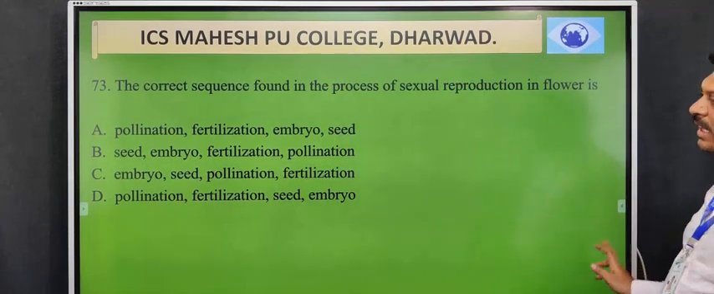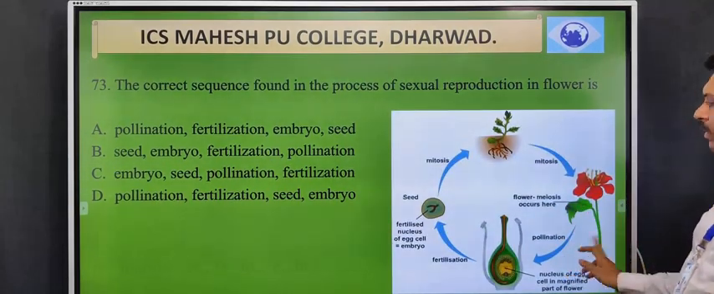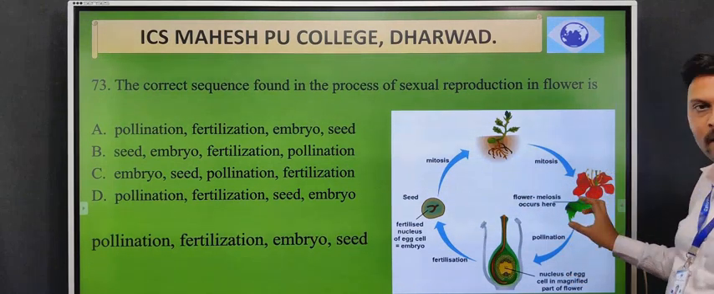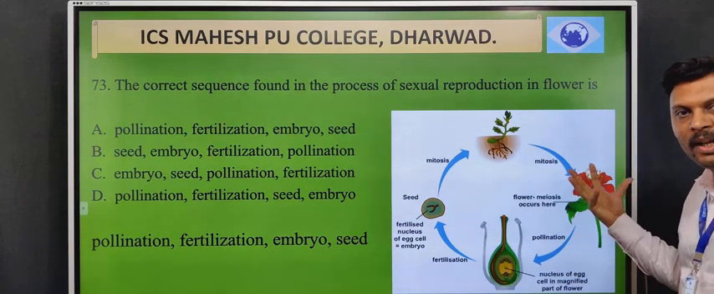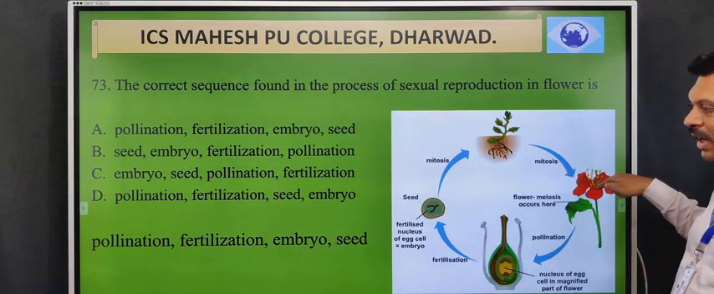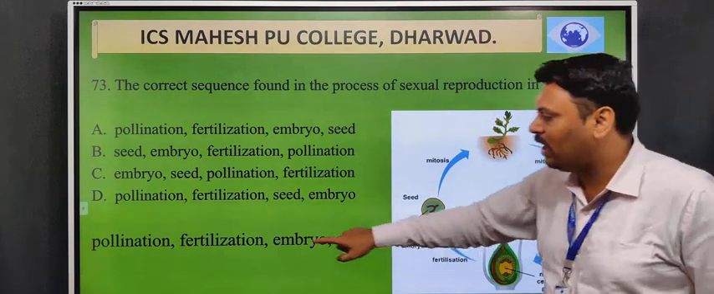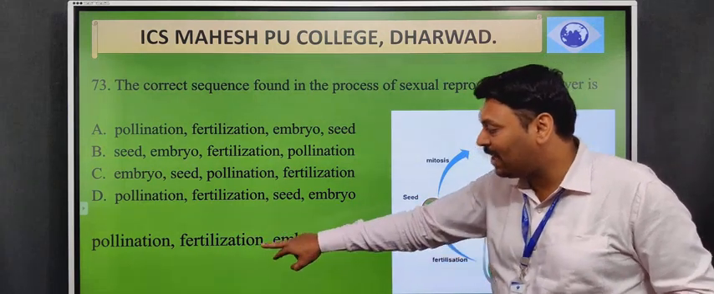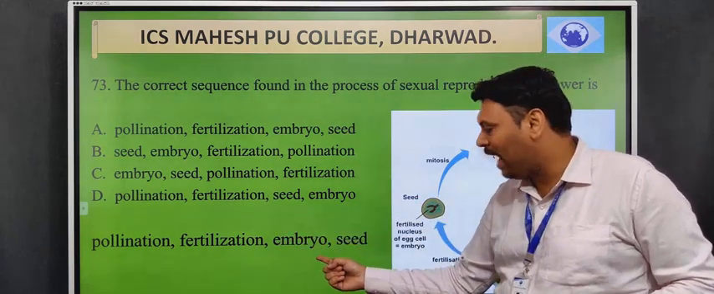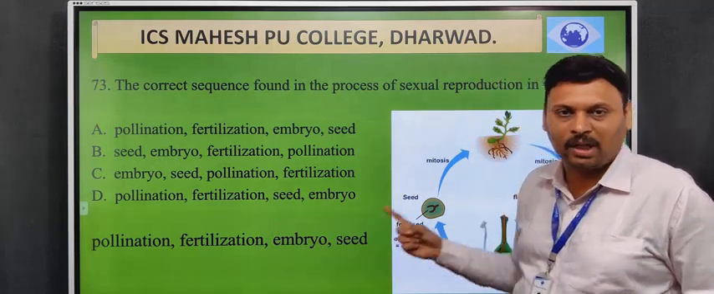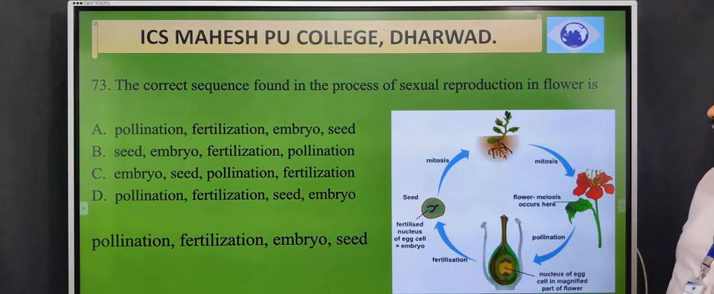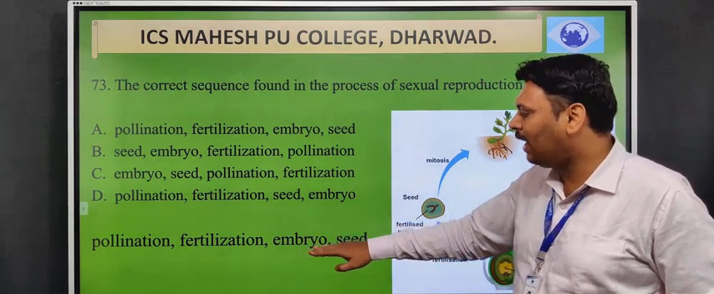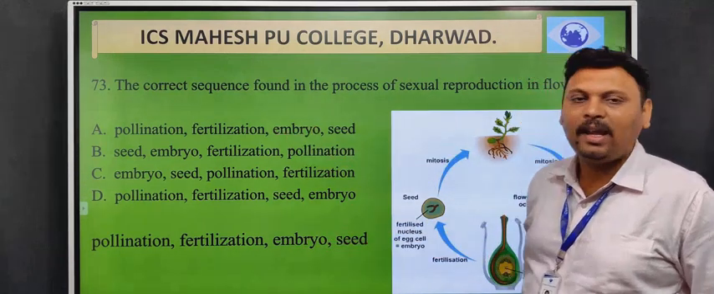The correct sequence is this: pollination takes place after the formation of the flower. The pollinators come and pollinate, and later on, after the pollination, the fertilization takes place. Fertilization leads to the embryo formation, whereas the embryo leads to the seed formation. So the right sequence is pollination, fertilization, embryo and seed formation. So the right answer will be A.